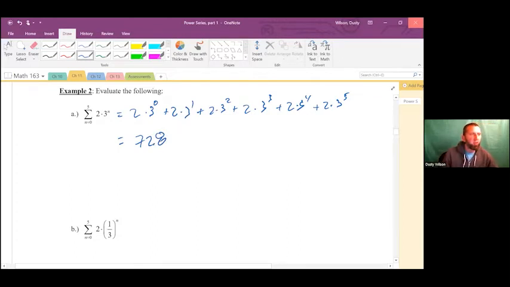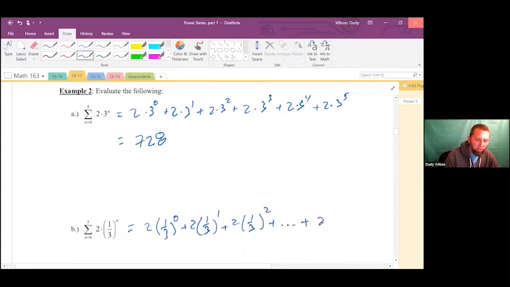In B, I'm going to do something similar, but now I have the sum from n equals 0 to 5 of 2 times a third to the n. So this would be 2 times a third to the 0th power plus 2 times a third to the first plus 2 times a third squared, all the way to ending at 2 times a third to the 5th power. Notice the highest power is showing up there at the end. The lowest power is showing up at the beginning. They won't always match perfectly, as we've seen in our previous examples, but in the cases where you just have a power of n, then they will match perfectly.